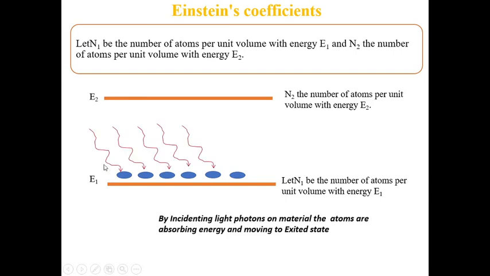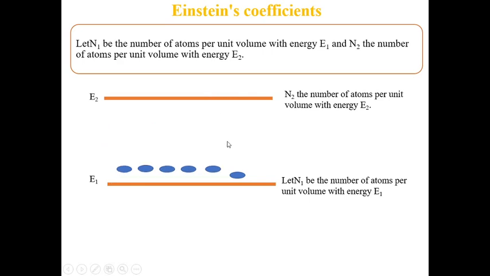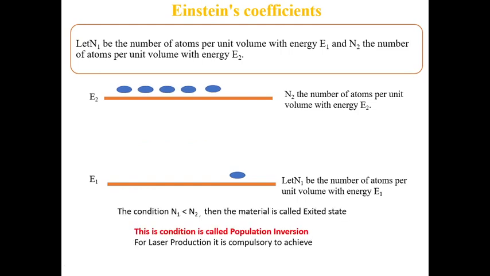We can understand this: see here, if 1, 2, 3, 4, 5 atoms absorb 5 photons, then those 5 atoms move upward like this, meaning they move from the ground state to the excited state.